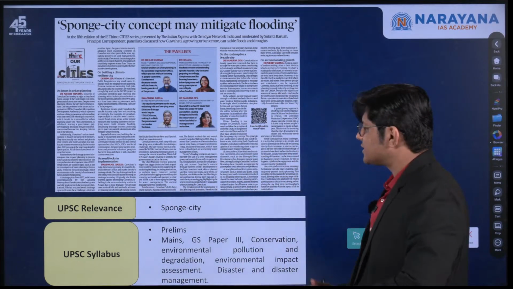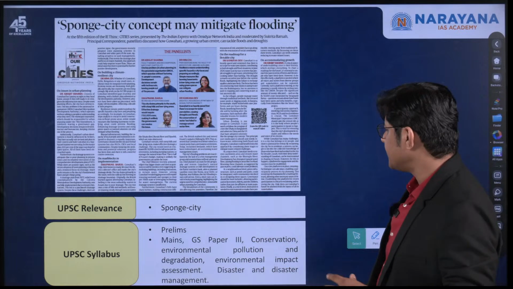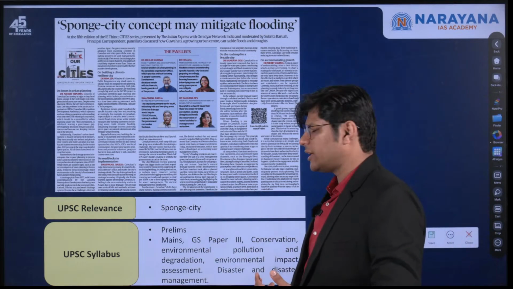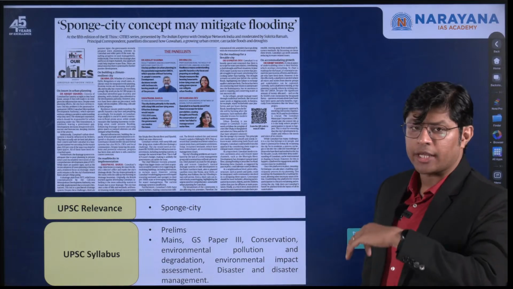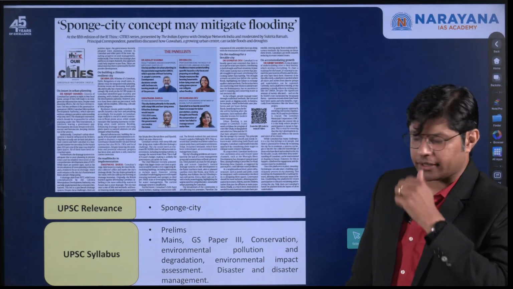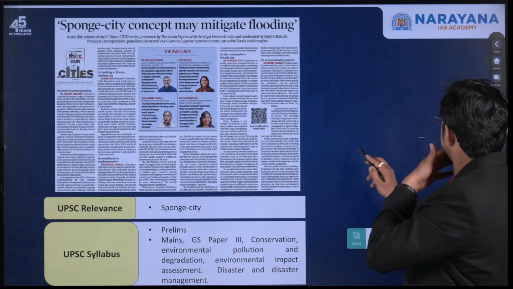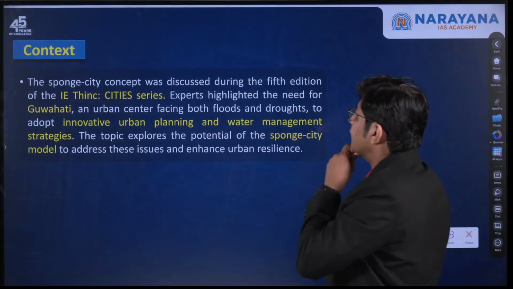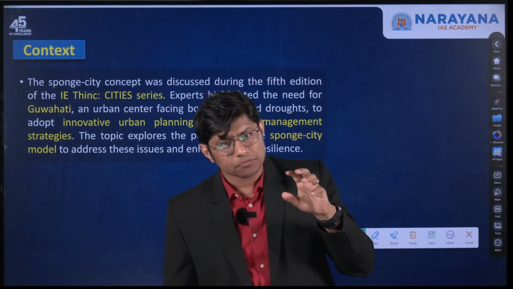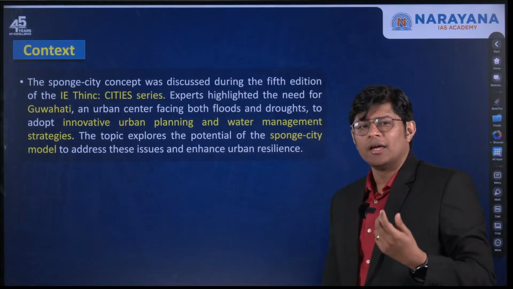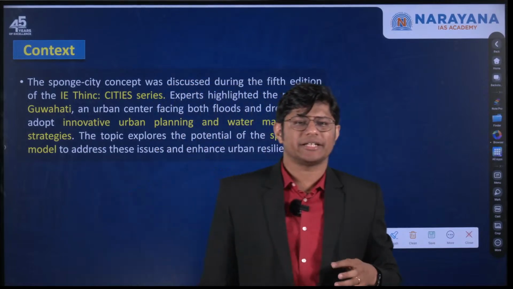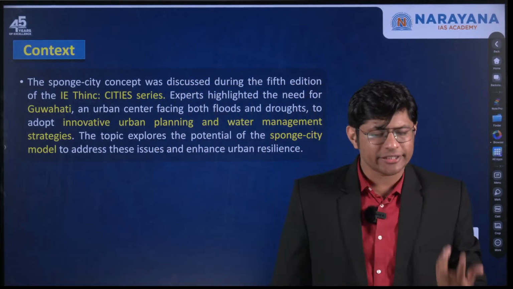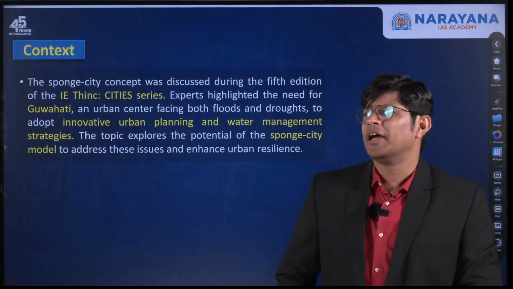Okay, so let's try to understand this concept of sponge city, and you can mark this for prelims as well as mains. In GS paper 3 we have environment and ecology, and you can mark this under GS paper 3. Now, what is the context? Guwahati, right? Now this city has often experienced the problem of flooding.